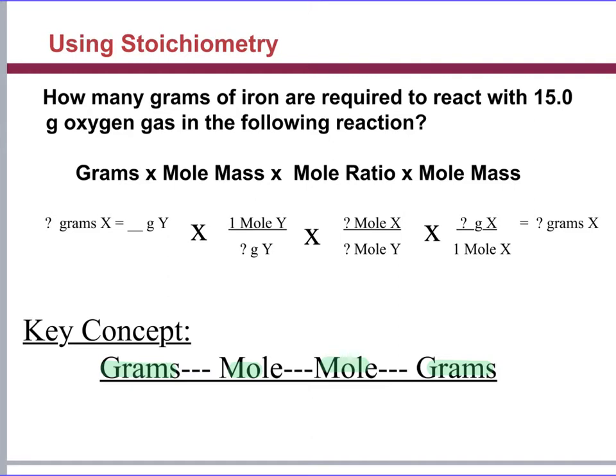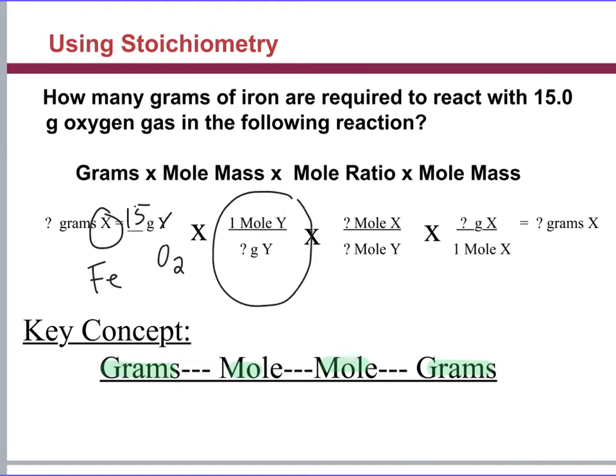Okay, so in this problem, it says how many grams of iron are required. So when I really look at this problem, it says question mark grams. This is really asking me to solve for iron. How many grams of iron are equal to 15 grams of oxygen? So this is really asking me how many grams of iron do I need to get 15 grams of oxygen, okay? And so we can solve this by plugging in three different conversion factors.